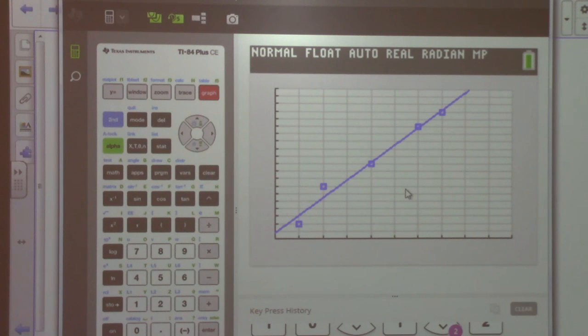How did I get that? You didn't get that? My line's going more up towards the y-axis. Well, it depends on how you have it scaled with your calculator, but it can help you with that.